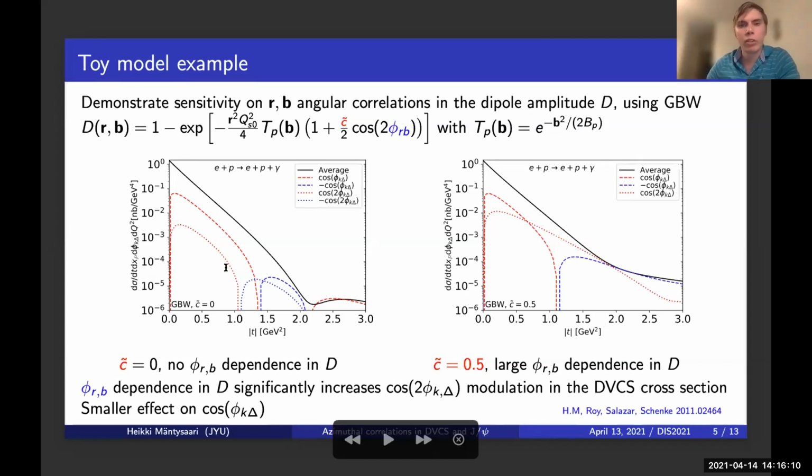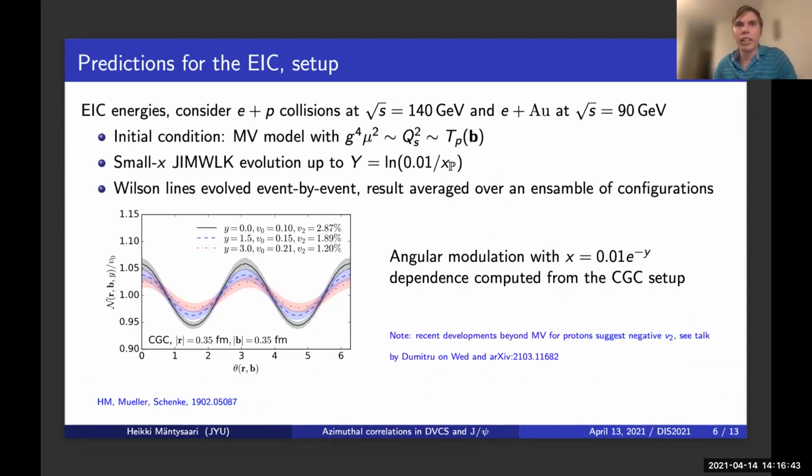And now what happens when I turn on the angular dependence in my dipole scattering amplitude, I get the right-hand side plot, where the most striking effect is that now the cosine 2 phi modulation in the cross-section becomes actually very large. So this DVCS cross-section clearly is sensitive to the details of the angular dependence in the dipole scattering amplitude. But of course, in order to make realistic predictions for the EIC, we don't want to use this kind of toy model where we plug in these correlations by hand.